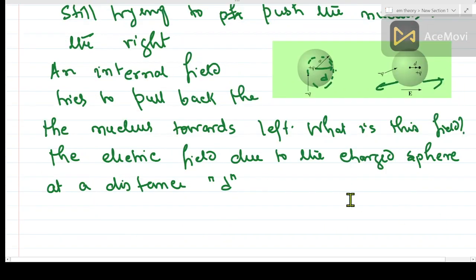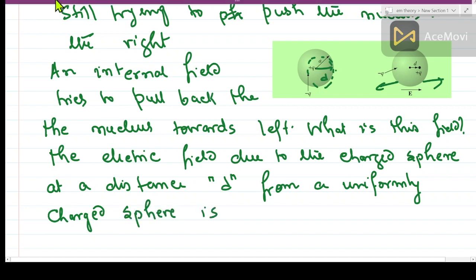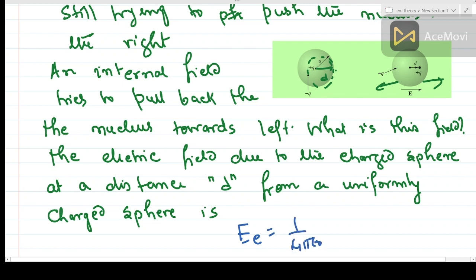The electric field at a distance d from a uniformly charged sphere is, now this electric field, I think you know, is proportional to 1 upon distance cube, 1 upon radius cube. It is E equals 1 upon 4 pi epsilon naught, this is due to electrons, Q d by a cube.